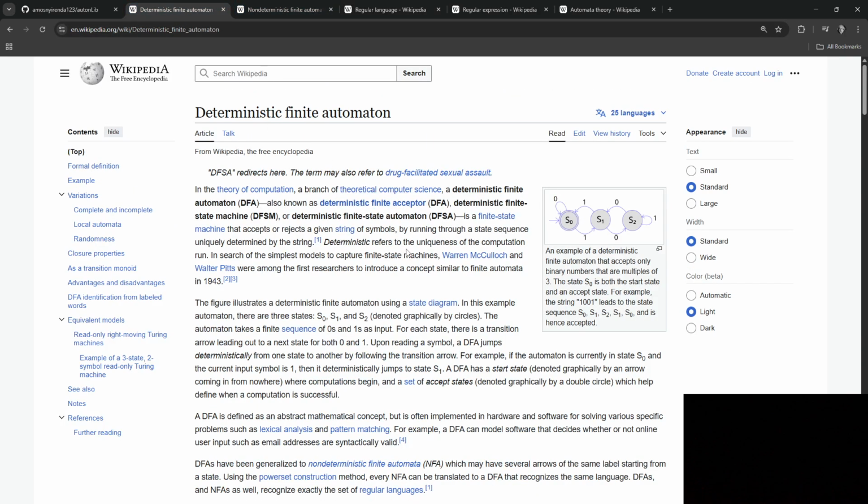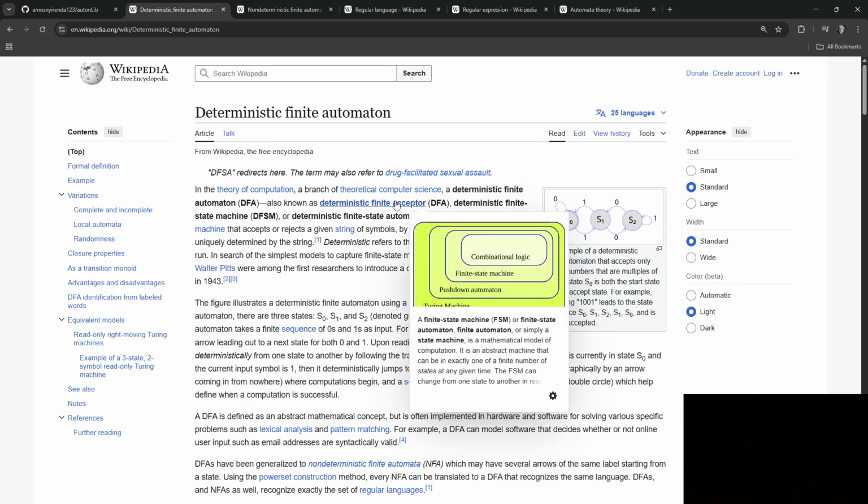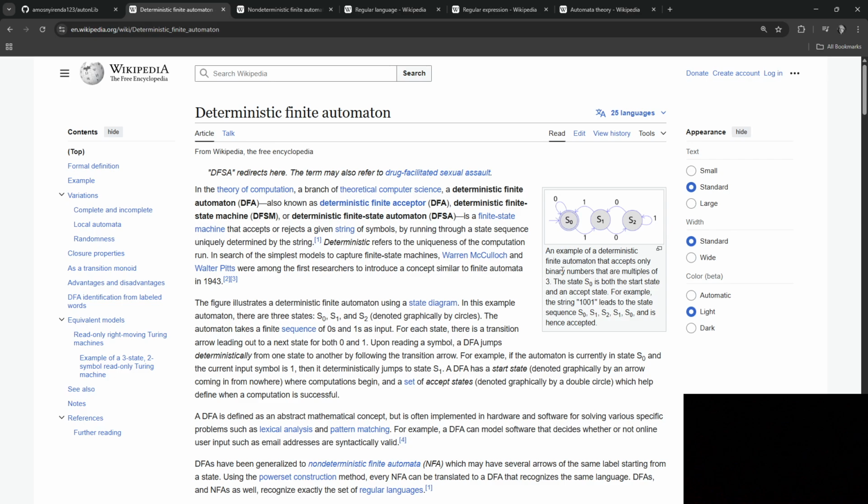So our library will handle types of automata. So we have types. Now this is maybe useful.